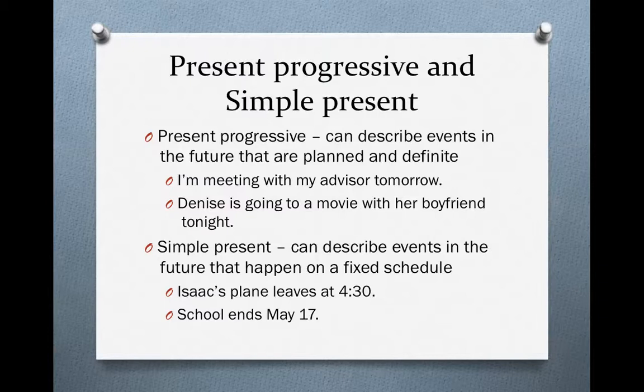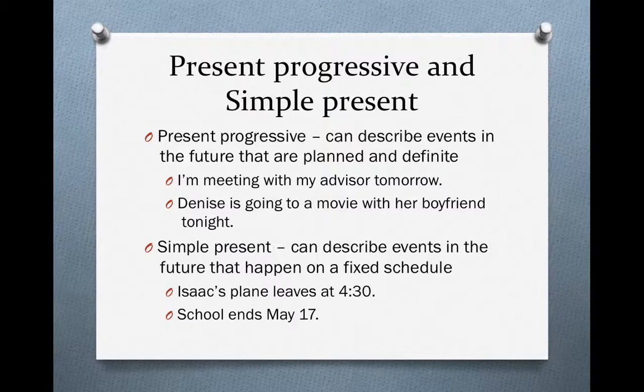Notice, however, here that when we use the present progressive, there is always some word in the sentence that indicates the future. I'm meeting with my advisor tomorrow. Denise is going to a movie with her boyfriend tonight. If you are going to use the present progressive to express an event in the future, then you must have some kind of future word in the sentence that tells us the time that the event is happening, so that we know from context that it's in the future. If you just said, "I'm meeting with my advisor," then we would assume that that's happening right now. So if you want to indicate that "I'm meeting with my advisor" means in the future, then you have to say that it's in the future. You have to say tomorrow, or next Tuesday, or 1 month from now, whenever it is. You have to give us the future time.